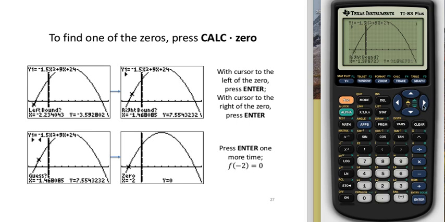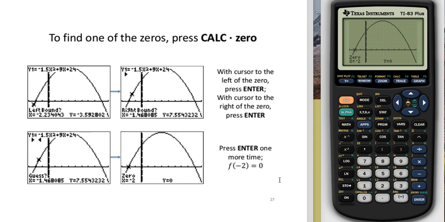So move to the right using the cursor key, until you're at a point on the parabola where the x-coordinate is to the right of the x-coordinate of that x-intercept that you're looking for. Hit enter to select it, and then you can just hit enter the third time for a guess. And the calculator reports back the 0. On that graph, the x-coordinate is -2 when the y-coordinate is 0. So that's one x-intercept. f of -2 equals 0, using function notation.